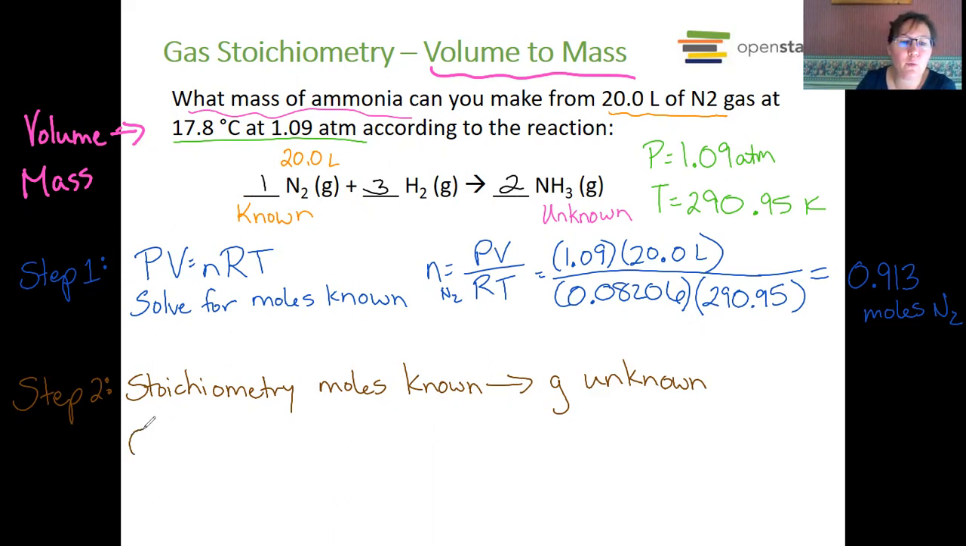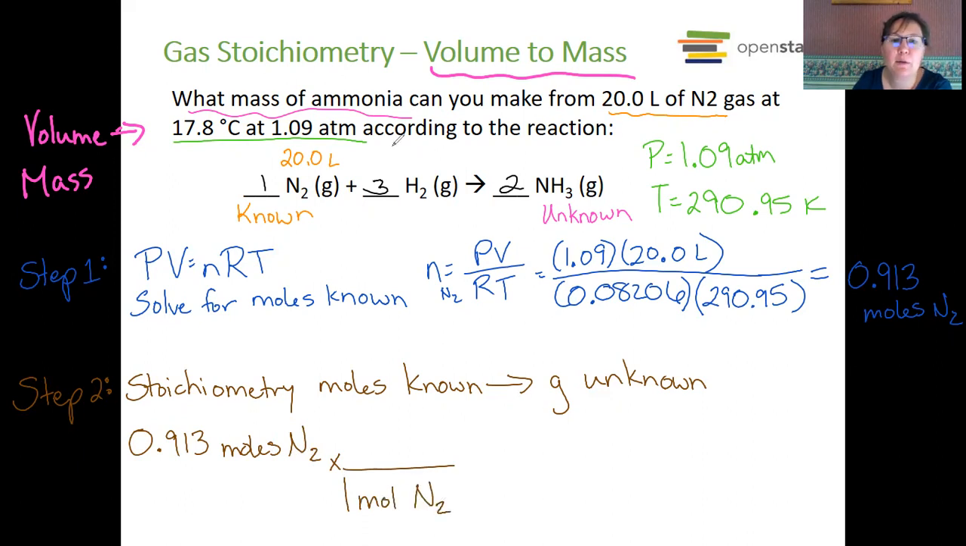So I start with the 0.913 moles of N2 that I had here. And I don't need a molar mass of this because I'm already at moles. So my next step is my mole ratio. Here I have 1 mole of N2 on the bottom, and I'm looking for ammonia, so I'll need 2 moles of NH3 on the top.